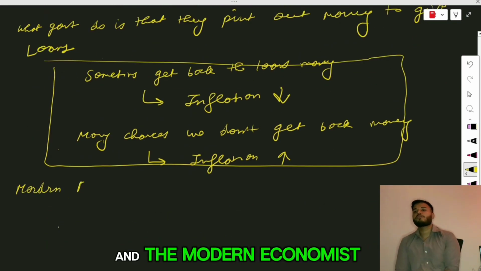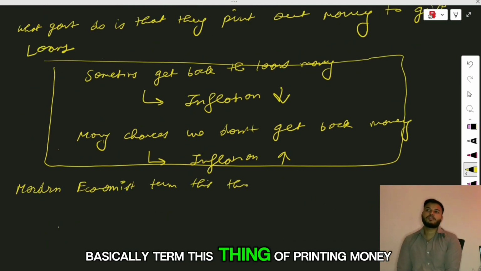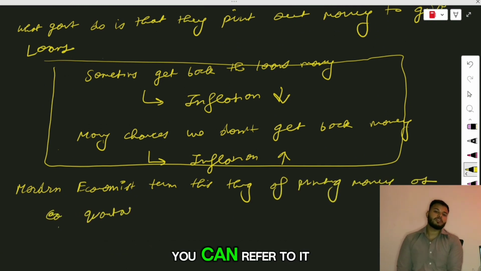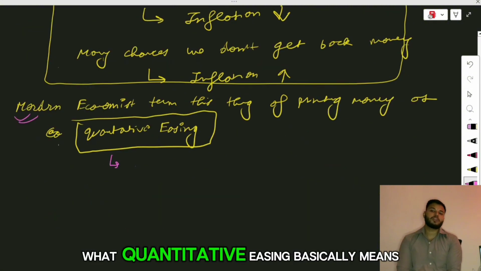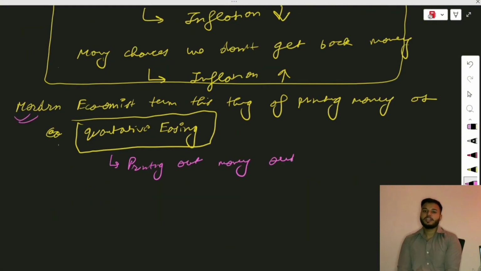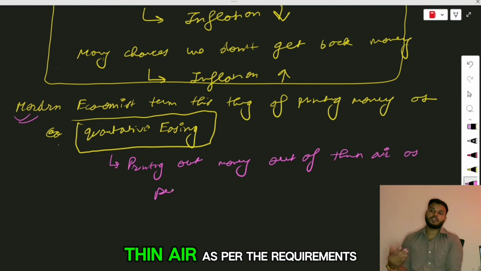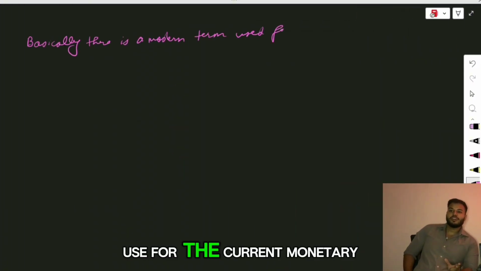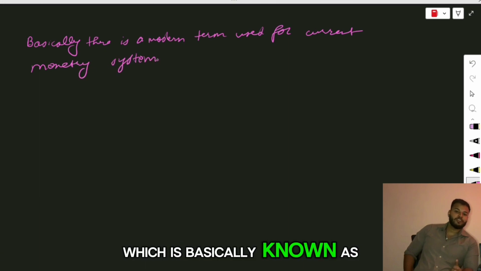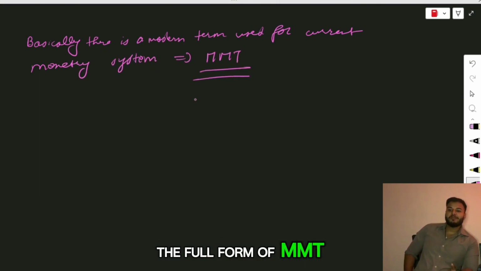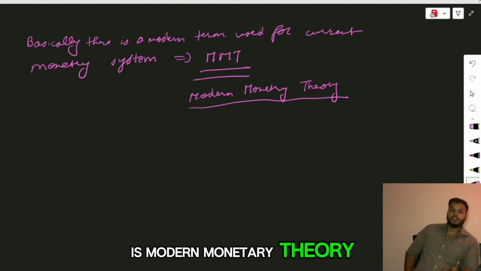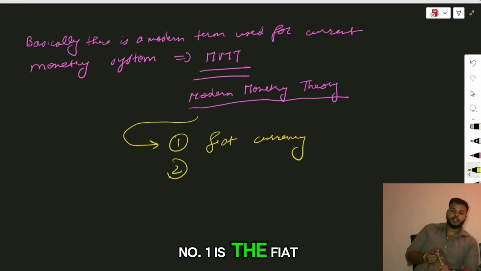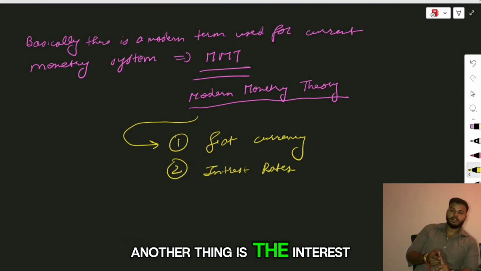The modern economists termed this printing of money quantitative easing. You can refer to it on Google. What quantitative easing basically means is printing money out of thin air as per the requirement. There is a modern term used for the current monetary system, which is known as MMT. The full form of MMT is modern monetary theory. This modern monetary theory covers two things. Number one is the fiat currency, and the other thing is the interest rates.